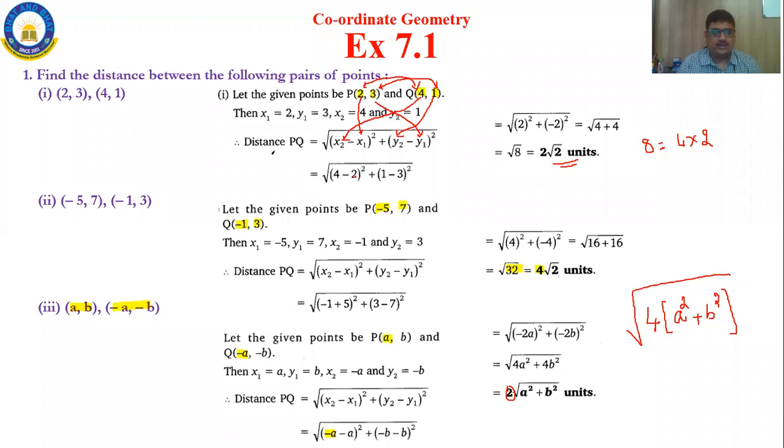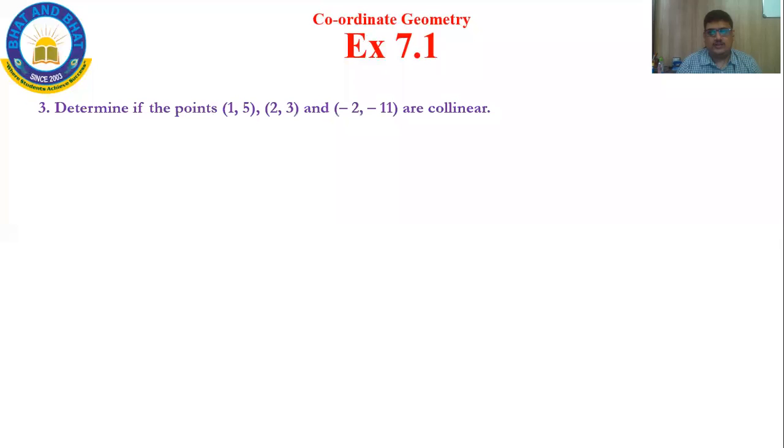Okay, let's go to second question then. So this is also another straightforward question. Determine if points 1, 5, 2, 3 and minus 2, sorry, this is the third question. Second question was straightforward. So question number 2 is your assignment. Please make a note of that.